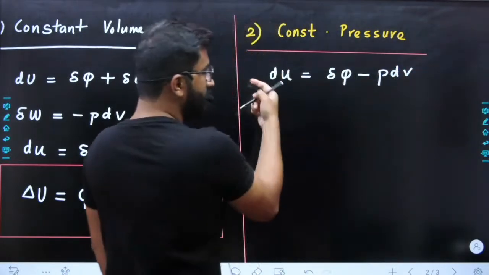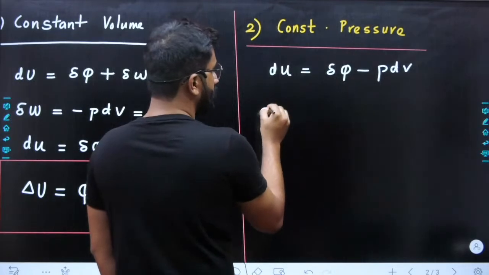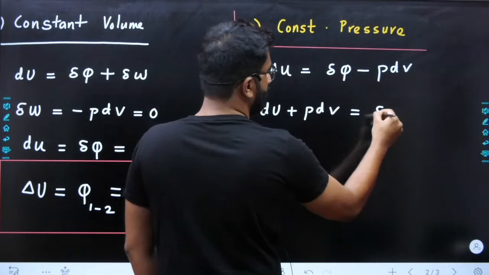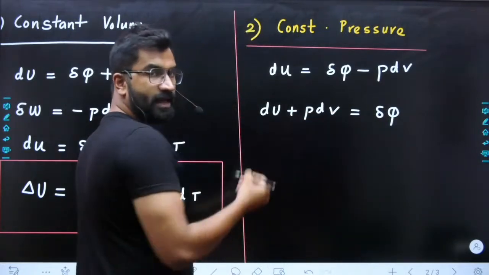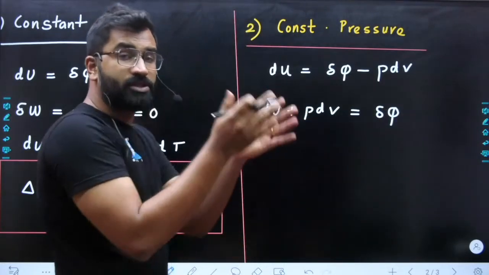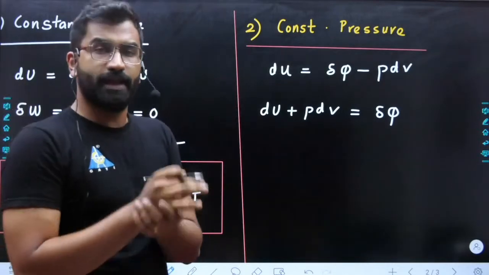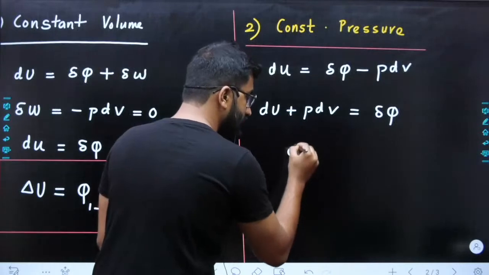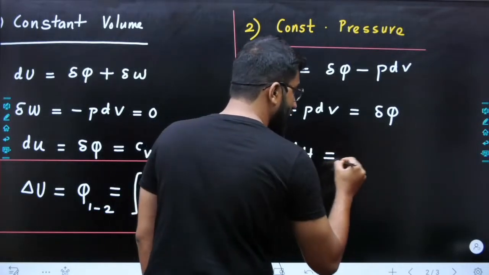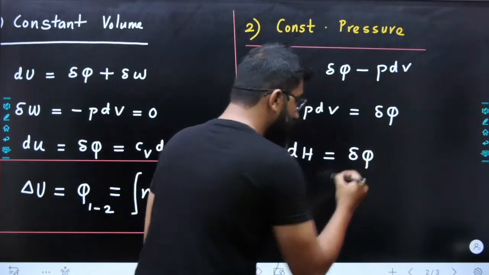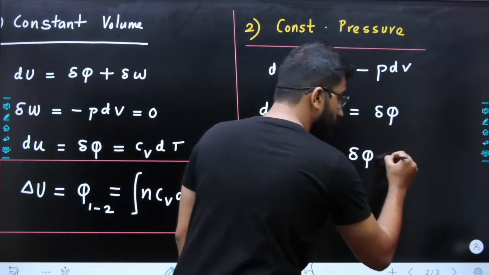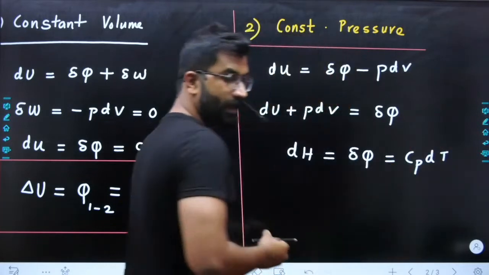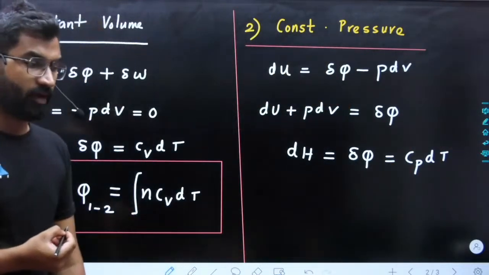So if I take that minus PdV this side, dU plus PdV will become del Q. This dU plus PdV is your enthalpy. H is equal to U plus PV hota hai na, H is equal to U plus PV. So dU plus PdV, we can write it as your enthalpy change. So enthalpy change is equal to del Q. Enthalpy change is Cp dT for ideal gases.